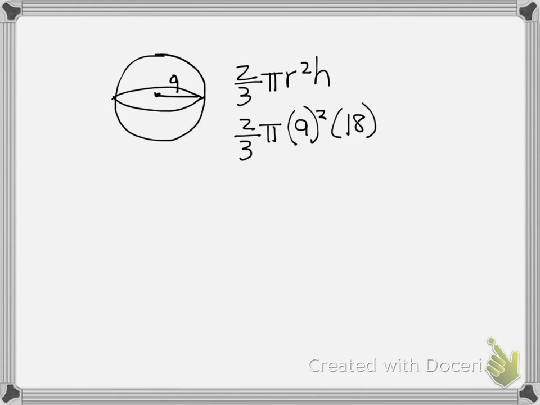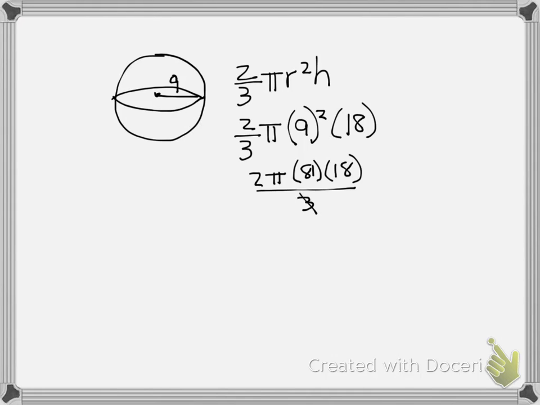Okay, so here I'm going to go ahead and square the 9. So 2 pi, 9 squared is 81 times 18. Again, we can write this all over 3. So here I get a choice. We know that 3 goes into 81 and 3 goes into 18. So we get to choose which one we want to reduce by 3. I'm going to choose 81 since it's such a large number.